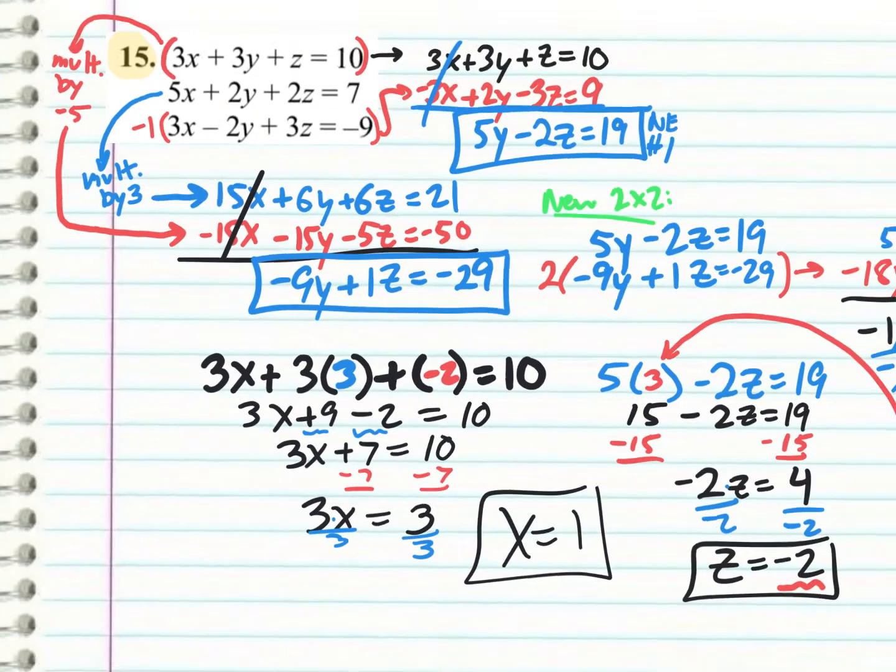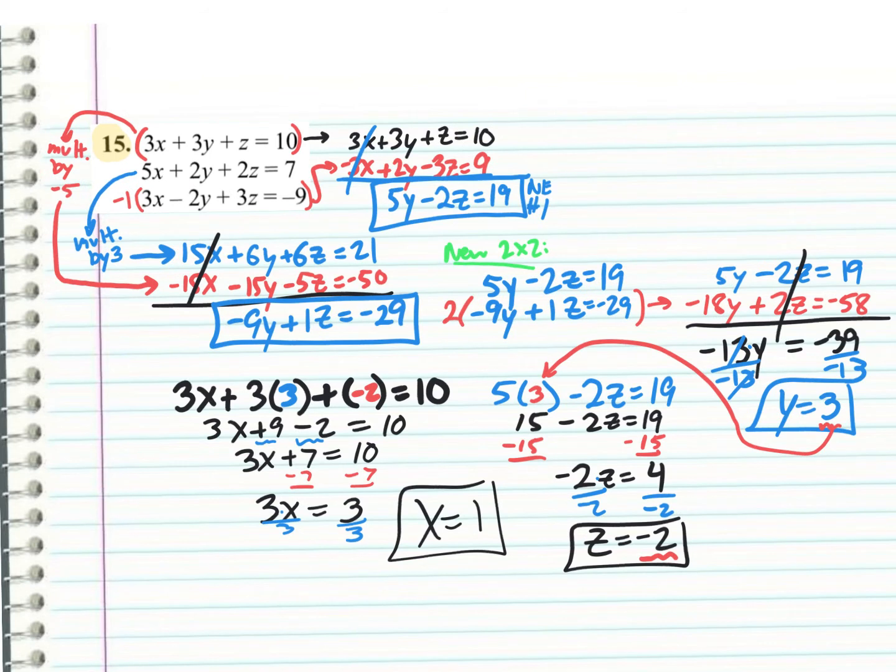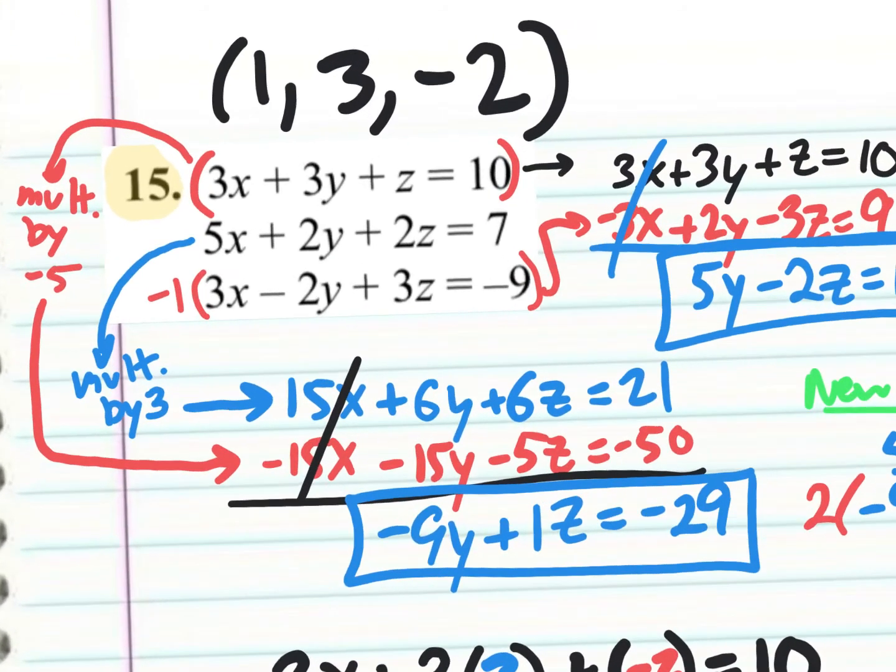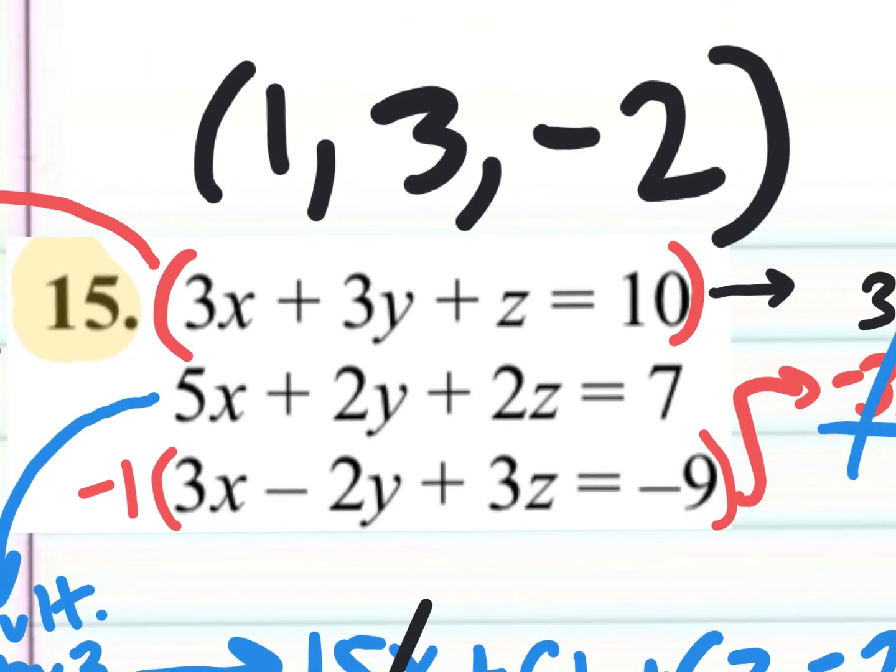So our ordered triple is 1, negative 2, positive 3. So the answer that you're going to type in is 1, comma, 3, negative 2. Sorry, it has to be in order, x, y, and z. That's why it's called an ordered triple, x, y, and z. So that's our answer. If you want to be absolutely positive that that's your correct answer, you should plug them in to all 3 equations and verify that it actually gives you a true statement.